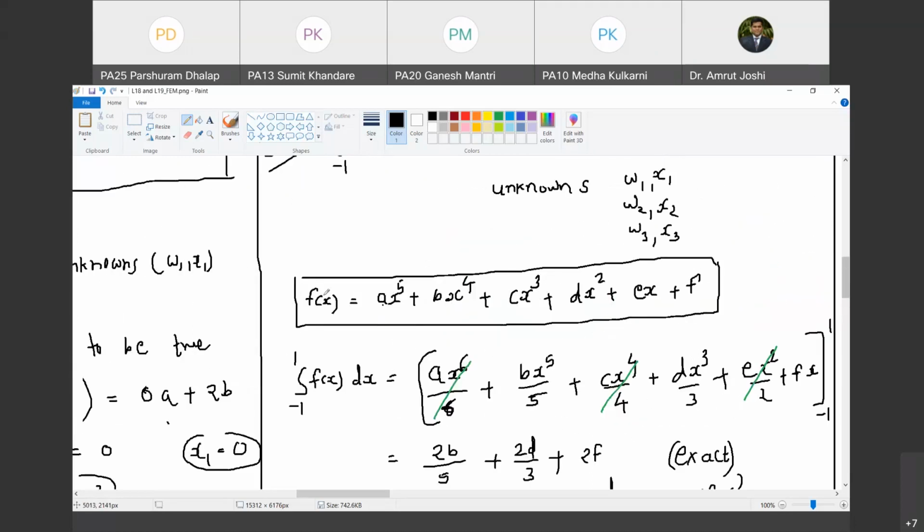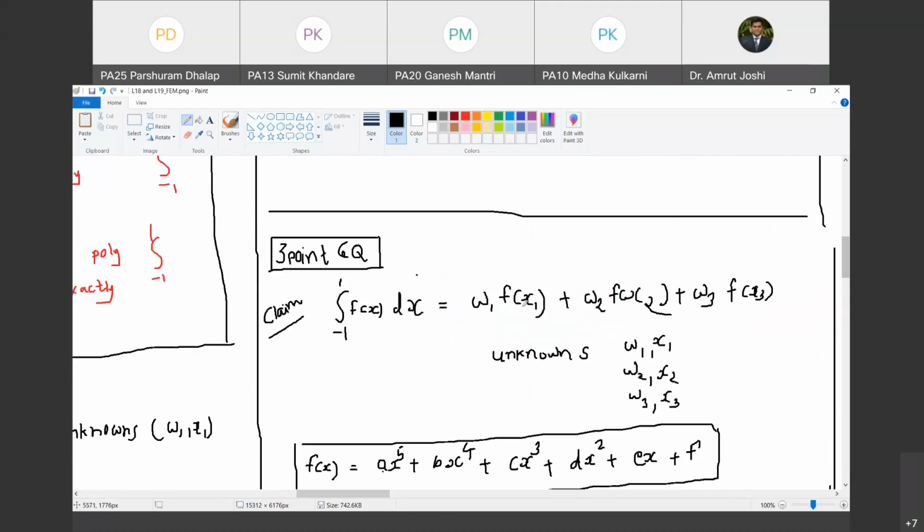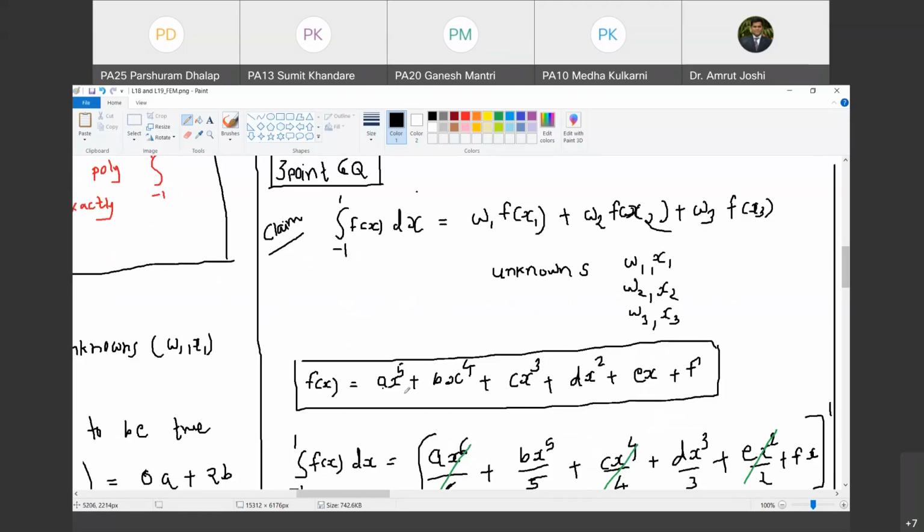And now what is my claim? My claim is this solution has got to be equal to w1 f of x1, w2 f of x2, w3 f of x3. This much should hold. So can I write down f of x1, x2 and x3 here? Yes, I have to replace x by x1, x2, x3 respectively. Do you agree with me? Yes, sir. And can I now collect coefficients of a? Yes. If I do this and collect coefficients of a, those are going to be w1 x1 raised to 5 plus w2 x2 raised to 5 plus w3 x3 raised to 5.